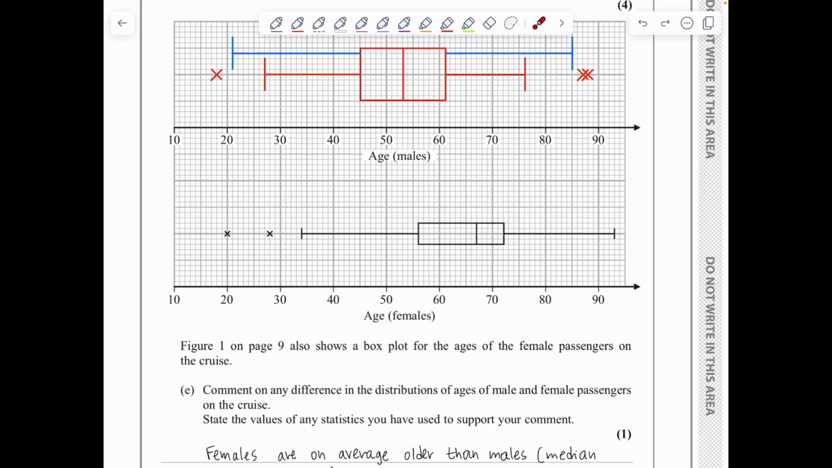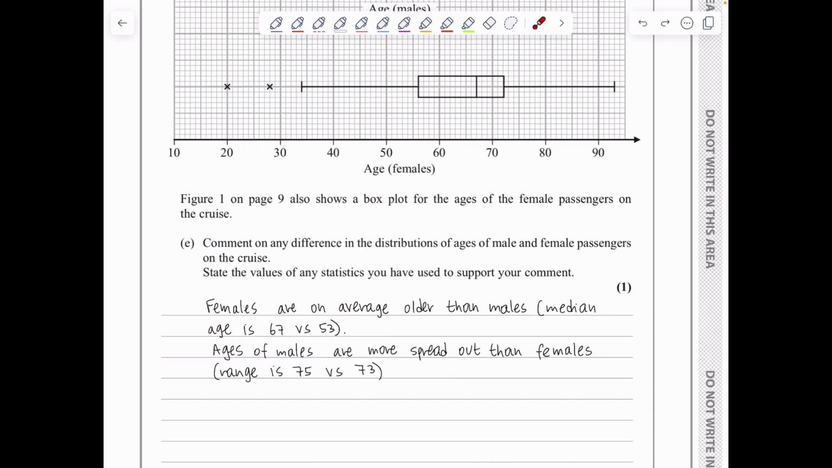Another comparison I could make would be on the spread of the data. I could look at the ranges. So for males, we go from 17 up to 88, whereas for the females, we go from 20 up to 93. And therefore, we could say that the ages of the males are more spread out than the females, because the range is 75 versus 73 for females.